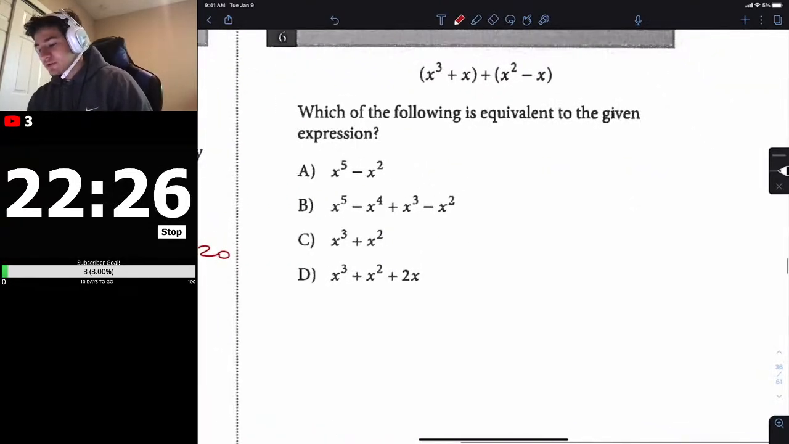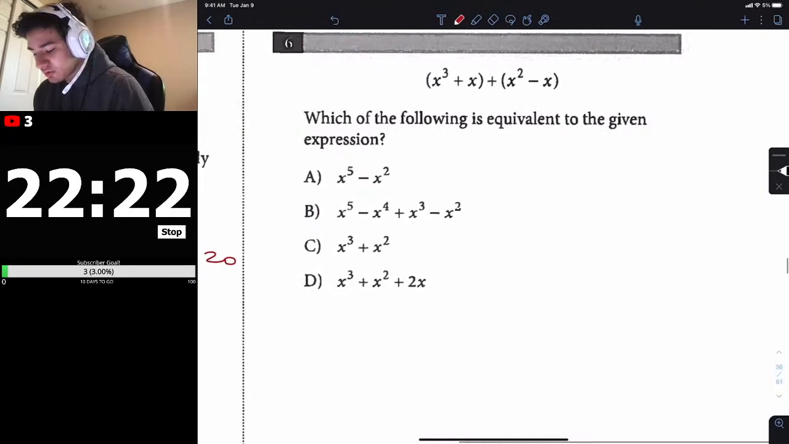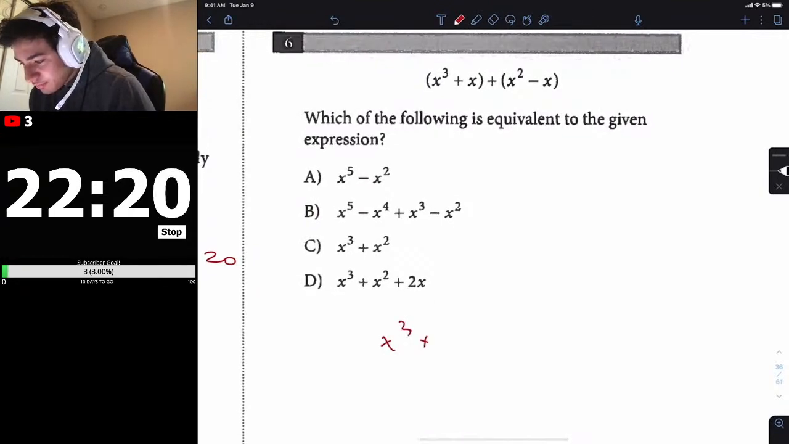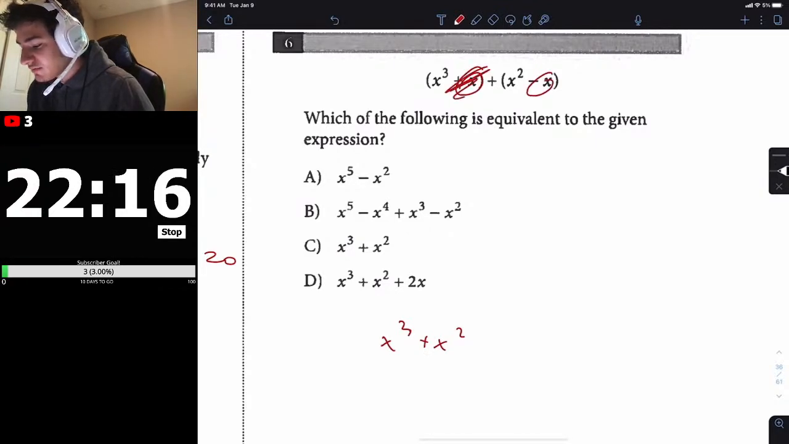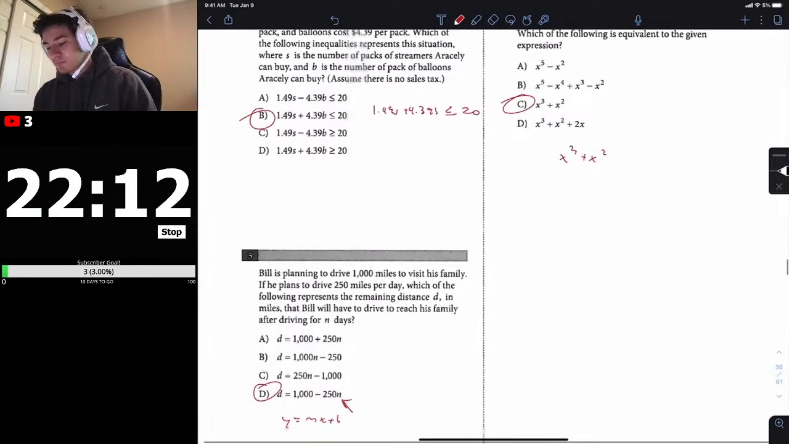Cool. All right, which of the following is equivalent to the given expression? So this is just an adding like terms problem. So we have x to the third plus x squared, and then these x's are going to cancel out, so we're going to get rid of those. So it's going to be C. Cool.